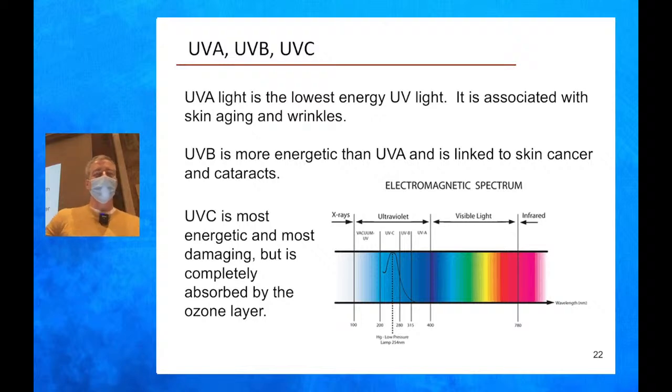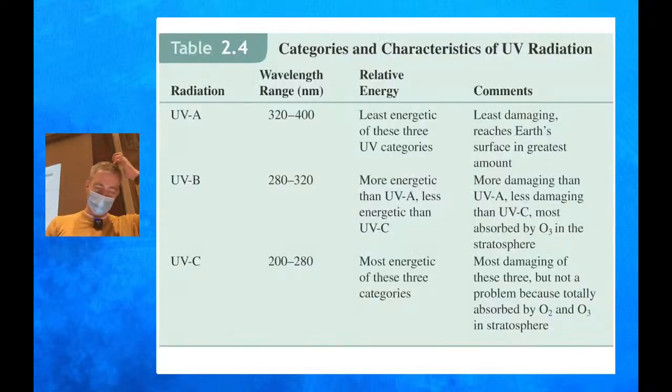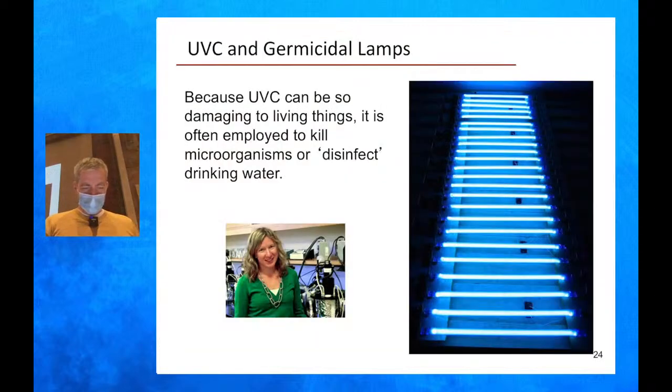It blocks out a lot of it, but only some. And then UVA basically just comes straight through. The ozone layer doesn't protect us against UVA, so we still are exposed to that. Although UVA is the least damaging of the three, so that's good if that has to happen. UVC is actually sometimes used.